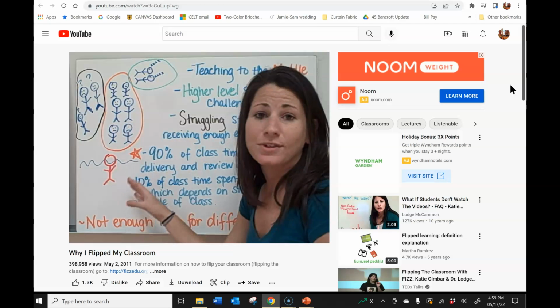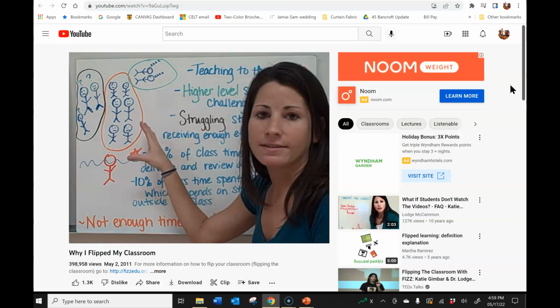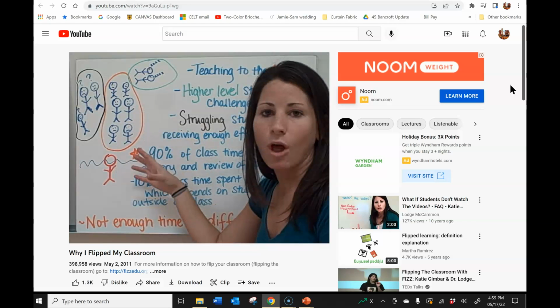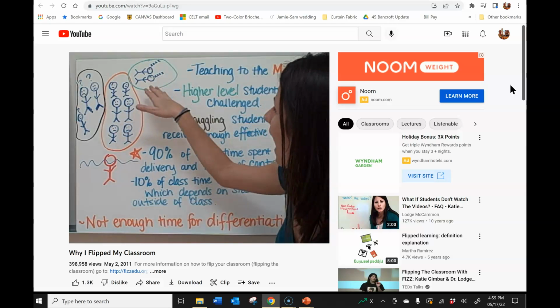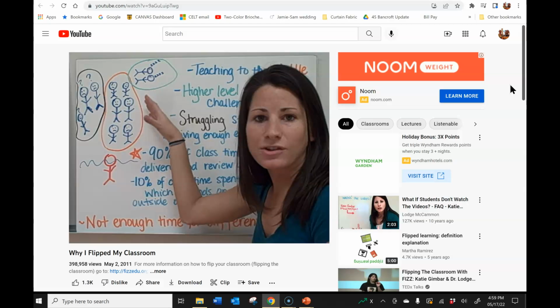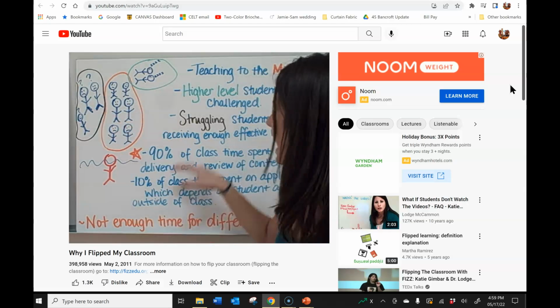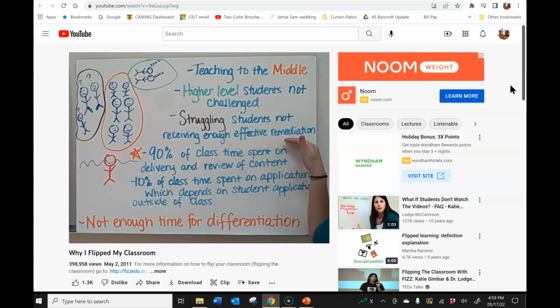This is what my classroom used to look like. I was teaching to the middle group of the class, the students that could follow along with what we were doing, and we were going through the content, while I had a group of higher level students not challenged, bored with the information, ready to move forward. And I had a struggling group of students that were not receiving enough effective remediation.